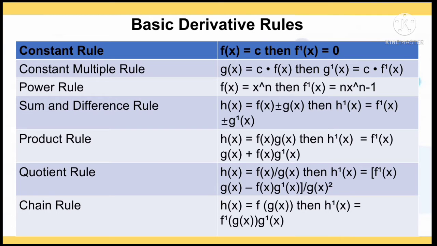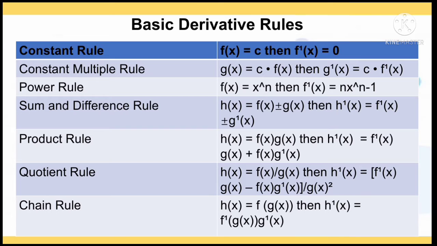Next would be the chain rule, where h of x is equal to f of g of x. Then h prime, or the derivative of h of x, is equal to f prime of g of x multiplied by the derivative of g of x, or g prime of x.